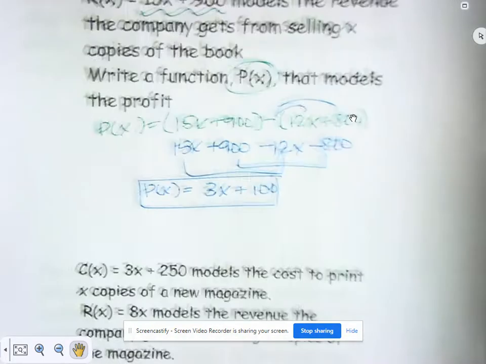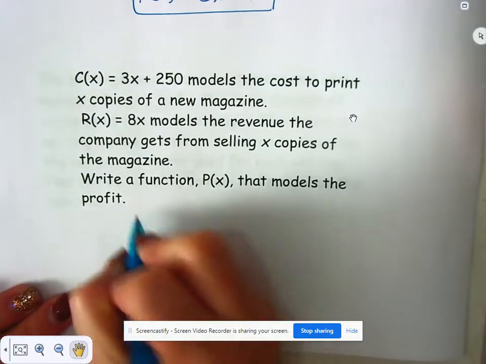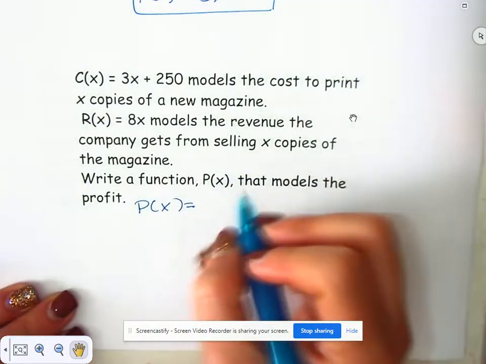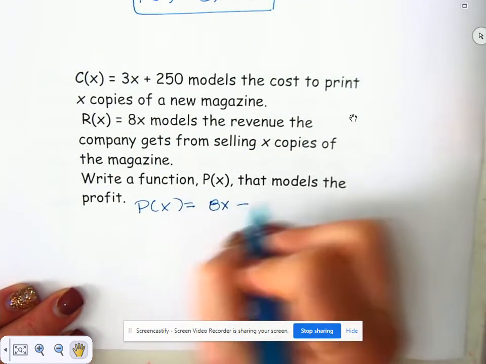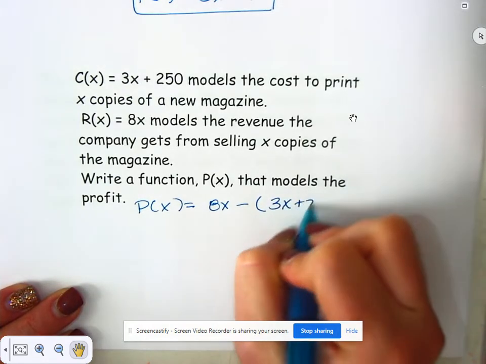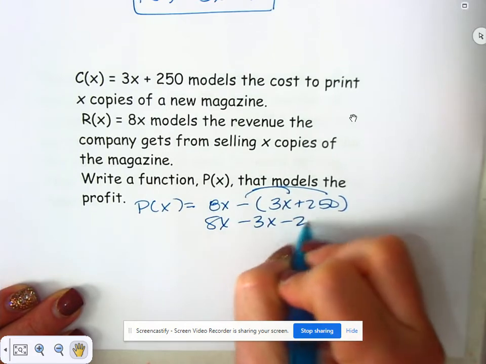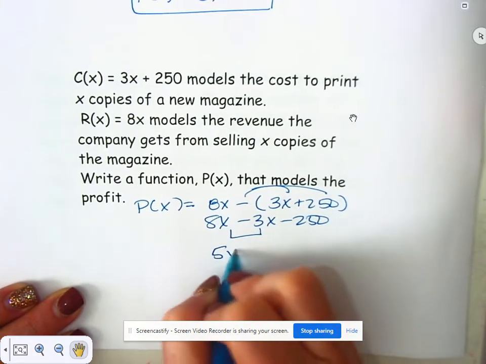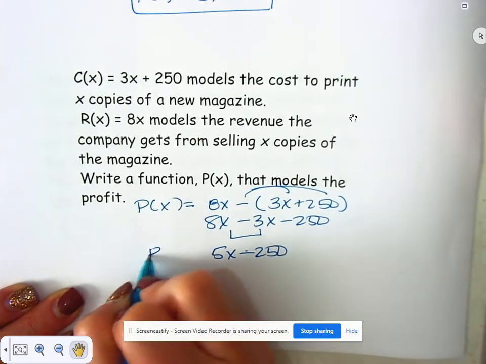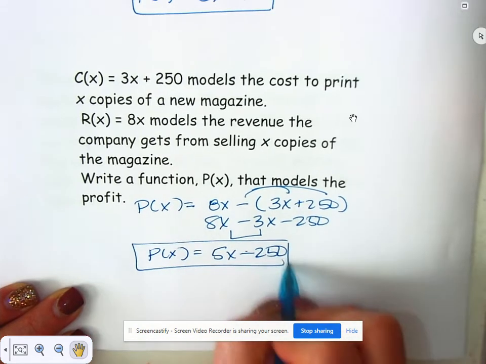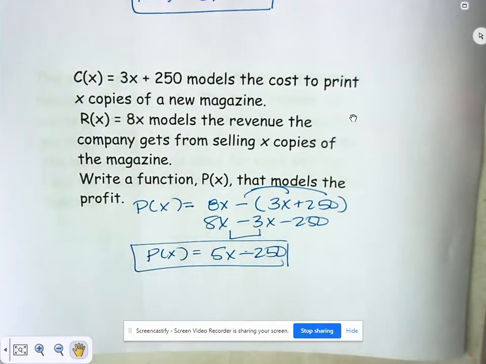Same thing down here. Again, profit is going to equal the revenue, which in this situation is 8x, minus the cost, and you have to distribute your negative. So that's pretty straightforward, but you have to remember that profit is revenue minus cost.